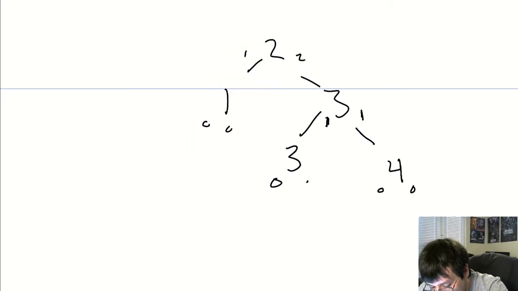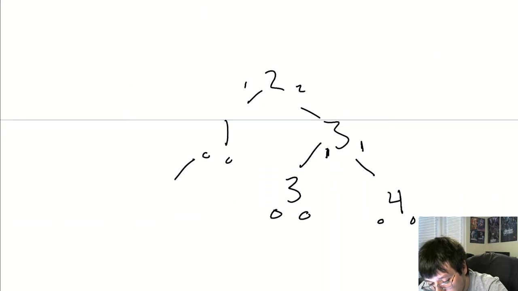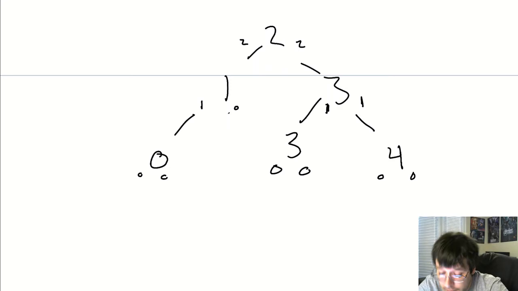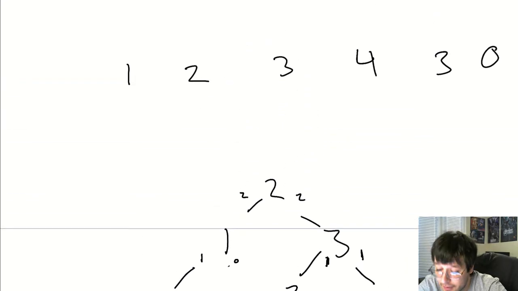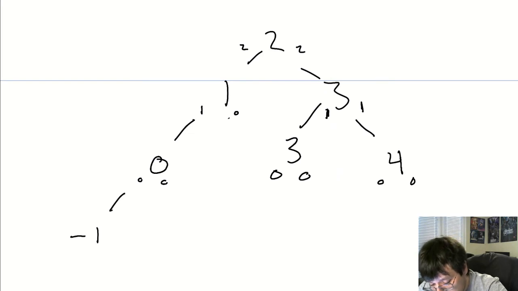Okay, let's go ahead and insert a 0 in there and see what happens. We insert a 0, that's going to go there. 0, 0, 1, 0, 2, 2. So it's still balanced. Let's insert a -1 since we ran out of numbers. -1 is going to go here.